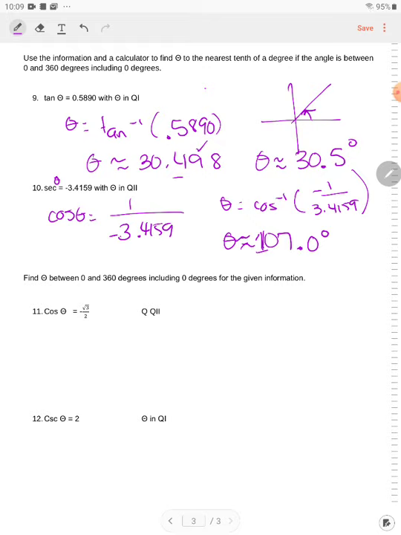Find theta in 360 degrees, including 0 degrees for the given information. So again, theta is equal to cosine inverse of root 3 over 2. Okay, now that should be a negative. That negative sign is hard to see, so let me correct that there. So negative root 3 over 2. So I can use the graphing calculator, and we get 150 degrees.